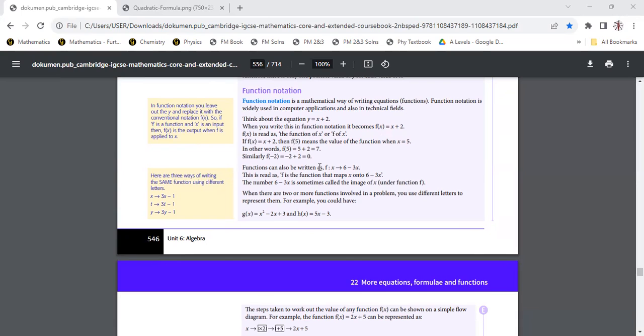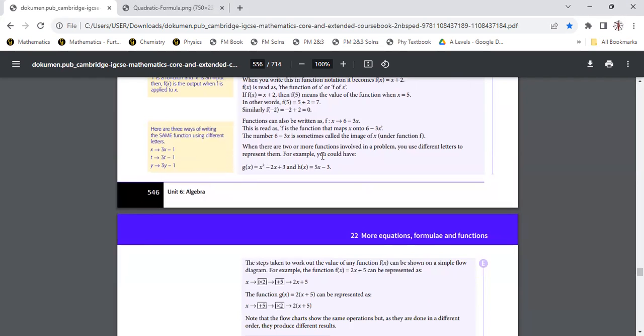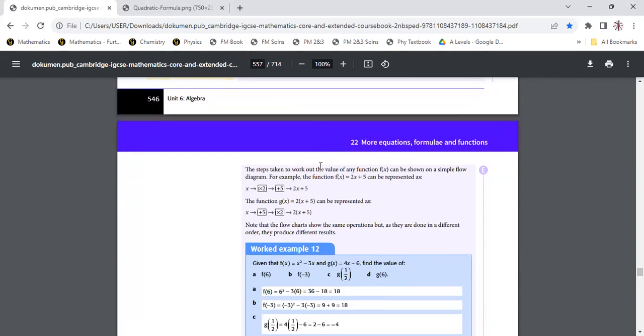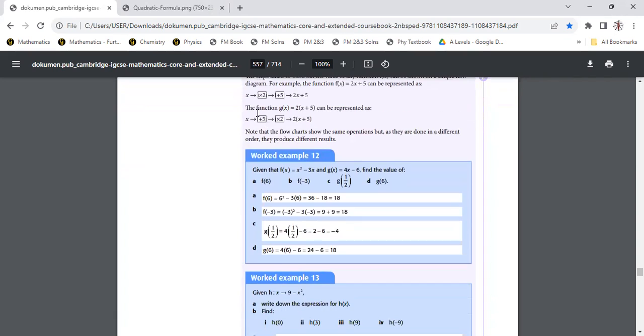You can also express functions as this dot here, although I usually like to put it in f bracket. If you have other functions, you can go g bracket x or h bracket x. So there is an easy way to visualize it out.